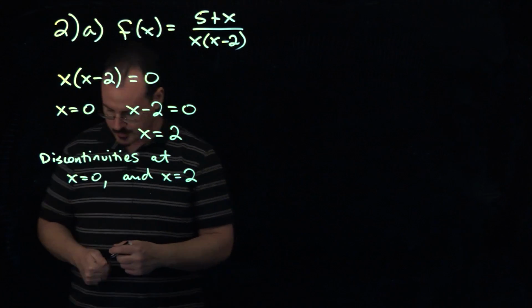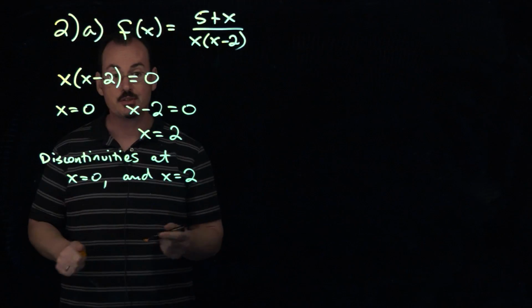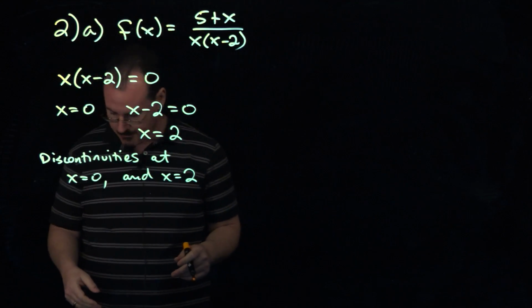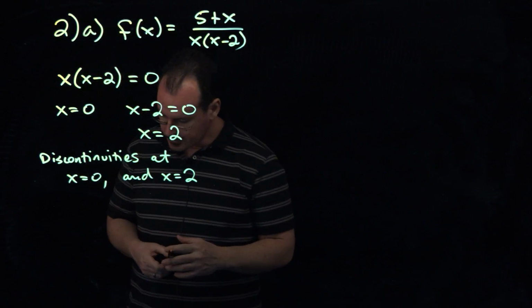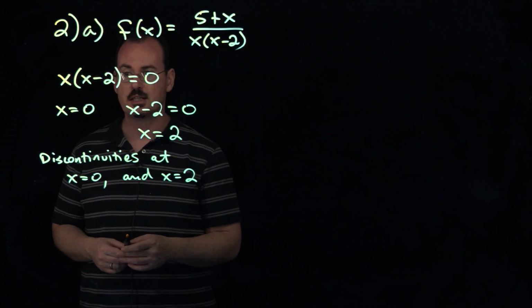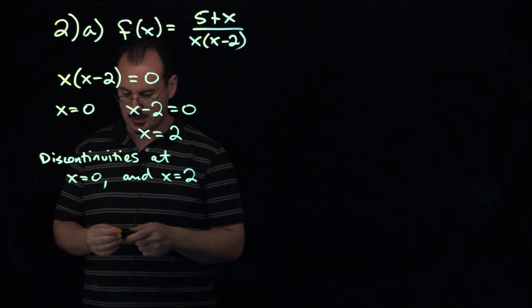Looking at example 2, part A on section 3.2. I've already written up the work here. So basically, it says find all the values x equals a where the function is discontinuous. And if you remember reading in the section about continuity and discontinuities, where do discontinuities occur?